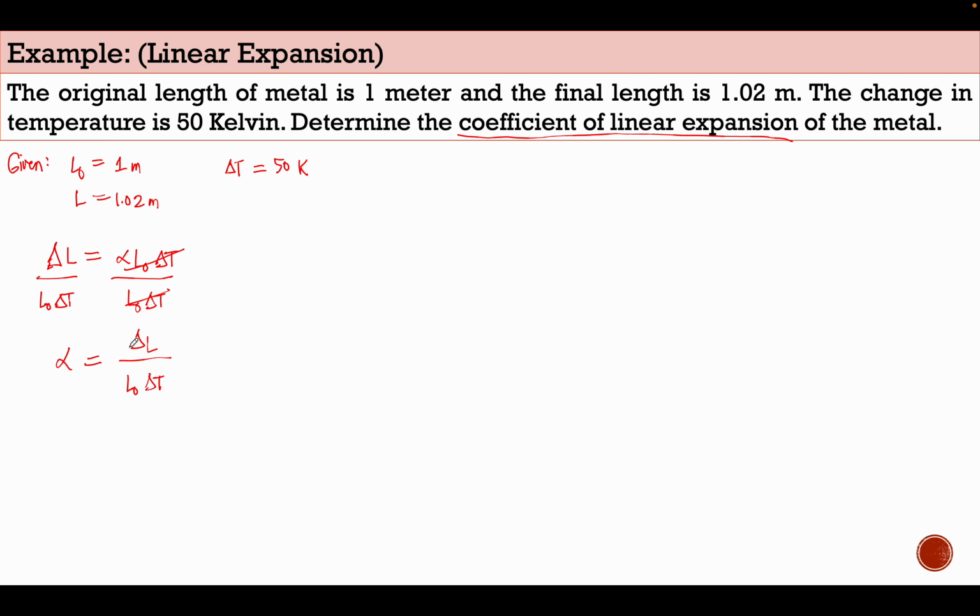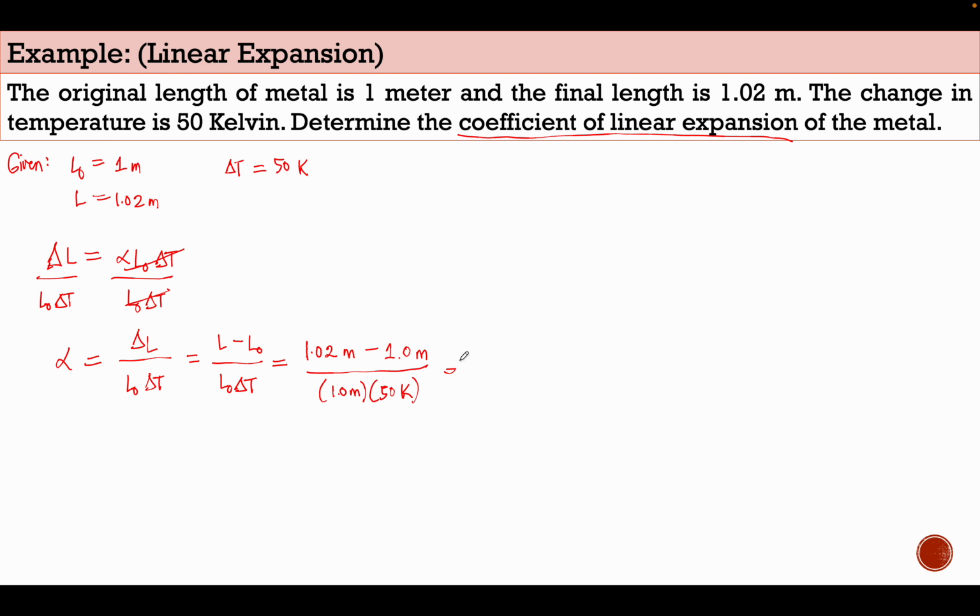Again, take note that we don't have any value for delta L, but we can solve for delta L because we have the values for the final and initial length. Delta L is final length minus initial length, divided by L sub O times delta T. So we can now solve for alpha. Substituting the corresponding values, we have 1.02 meters minus 1 meter divided by L sub O, which is 1 meter, times delta T, which is 50 Kelvin.